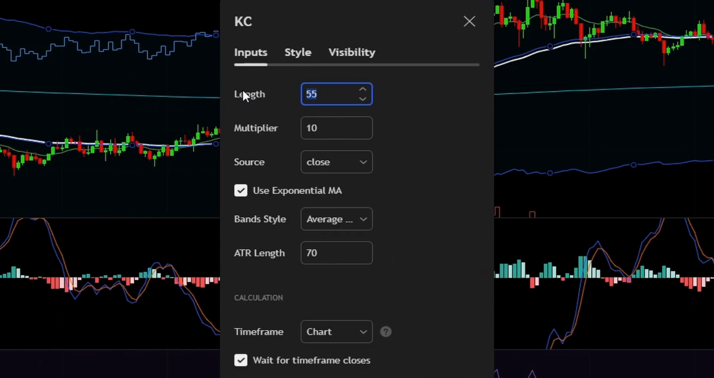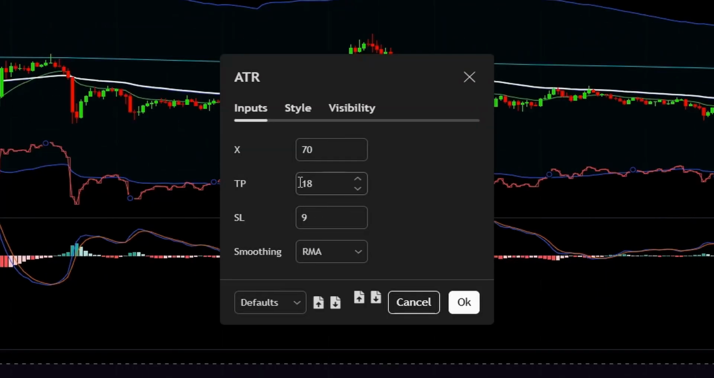Once you've done that, open up the Keltner channel. Set its length to 55, the multiplier to 10, the source to close. Make sure that the use exponential MA is ticked. The band style should be set at average true range, and the ATR length to 70. For the NNFX ATR, set its X value, which is its length, to 70, the TP value to 18, and the SL value to 9.